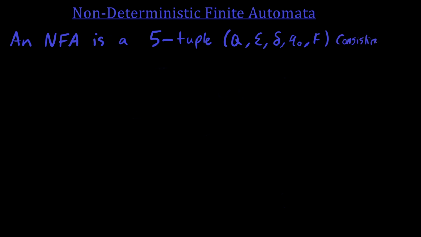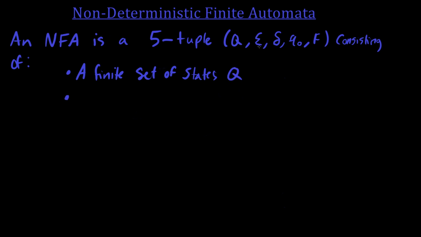So we're going to say an NFA is a 5-tuple Q, sigma, delta, Q naught, F consisting of, and we're going to go ahead and define these 5 things. So it consists of a finite set of states Q. And remember that this is the same as the DFA case, right? A DFA must also contain a finite set of states Q.